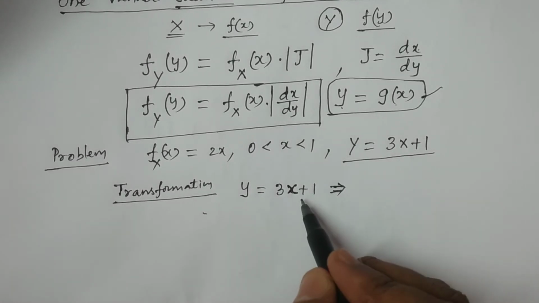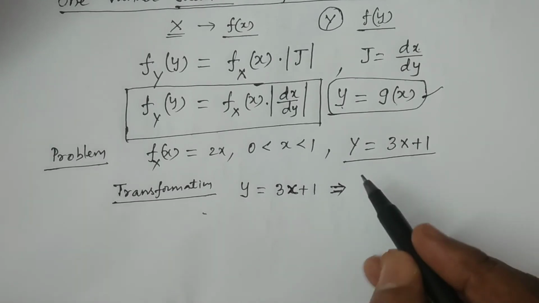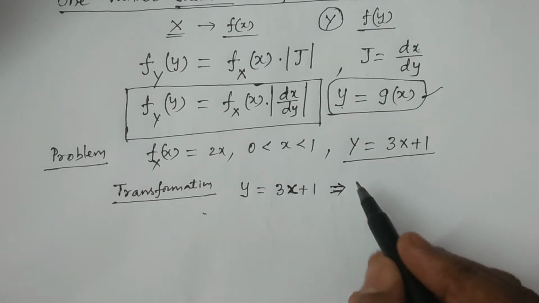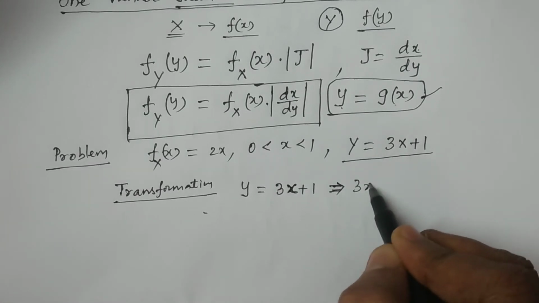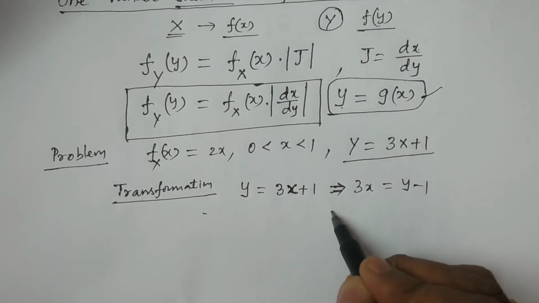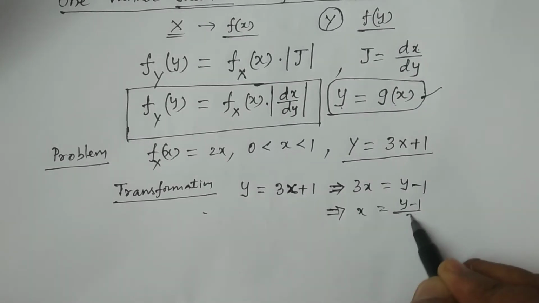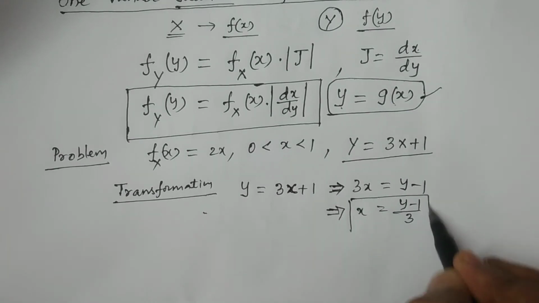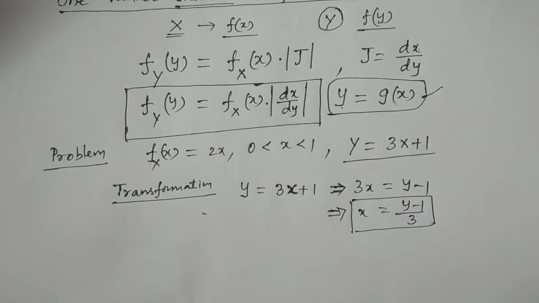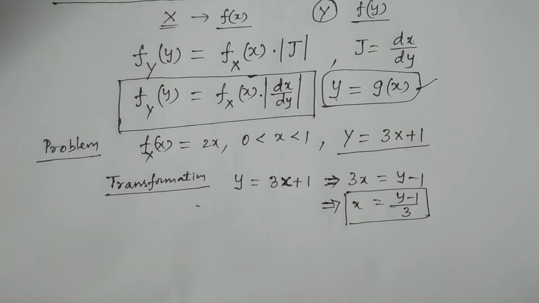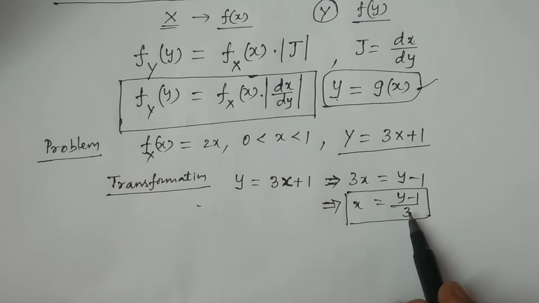The relation of y in terms of x is given. The x is to be transformed in terms of y. So 3x equals y minus 1, which implies x equals (y minus 1) by 3. This is called transformation. The x is transformed in terms of y, and that is the reason why it is called transformation.